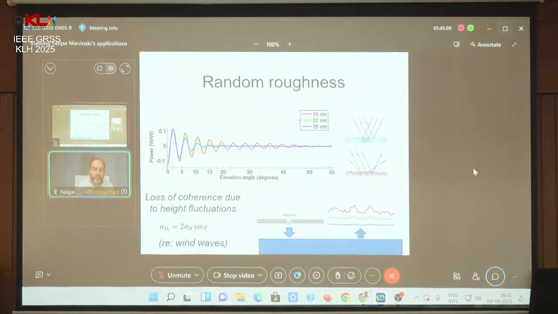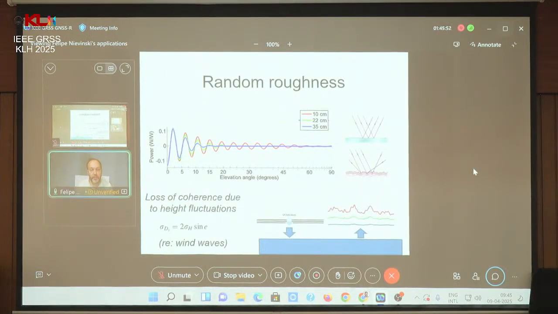And the random roughness can be static, like the topography, and it can be dynamic, like the wind waves, because you have this Fresnel zone running over the surface, and when we do the data treatment in GNSS-R, we take a whole arc that spans maybe 1 hour of data. So you get this effect observed over the whole span.